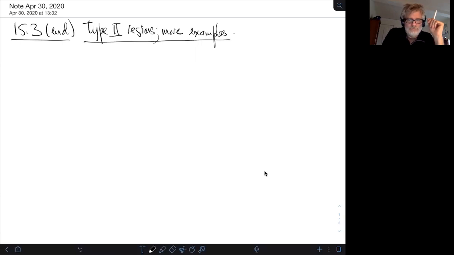Okay, so today I'm going to finish 15.3. I need to tell you about type 2 regions. That's not a big deal. That's the same thing as type 1, but flipped. And I'm going to do a few examples, and that will be it for 15.3.